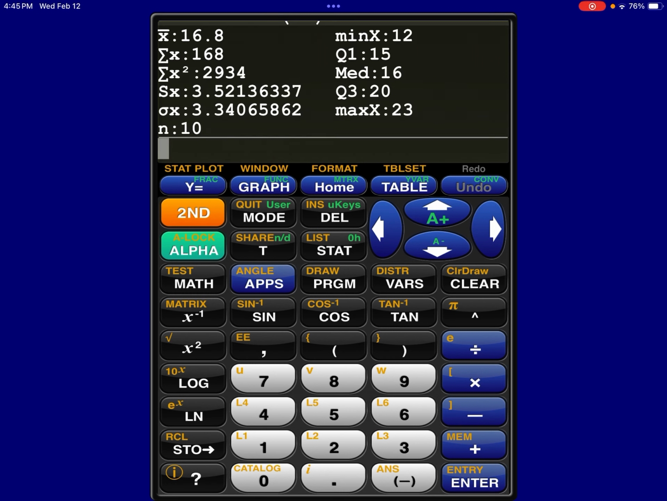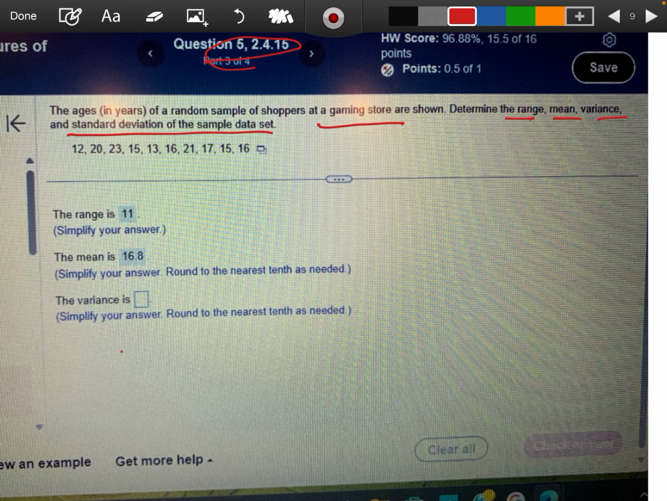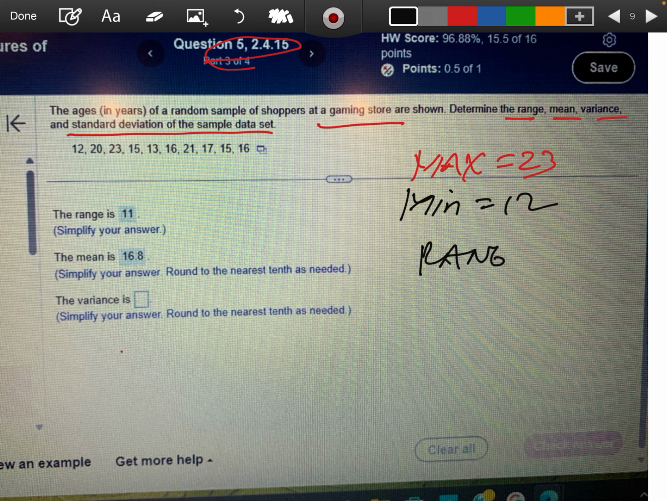Okay, so y'all, I think the first thing it asks us to do is to find the range. So remember, the range is the biggest number minus the smallest number. Right here, where it says max 23 and minimum 12. So y'all, want to come back over here. So my max is 23. Our minimum is 12. So our range, y'all, should be 11, which we got.